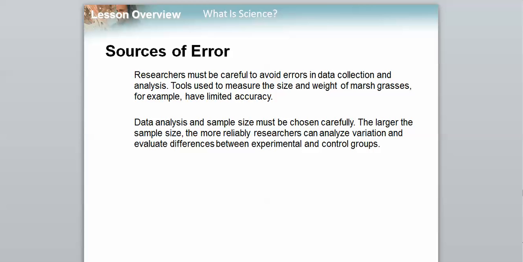Researchers do their best to be careful to avoid errors in data collection and analysis. Tools used to measure the size and weight of marsh grasses, for example, have limited accuracy. Nothing that we have readily available to us at the time can measure the exact height of a piece of marsh grass. With the wind blowing, and the top of it not being completely level off, there's always going to be some mistakes that can occur. So data analysis and sample size must be chosen carefully. The larger the sample size, the more reliably researchers can analyze variation and evaluate the differences between our groups.